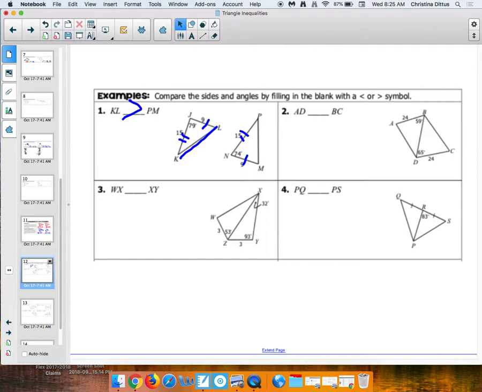And number 2, I have a side that's 24, 24. This side matches up to the same side. I have angles 65 and 59. Which one's bigger, 65 or 59? 65, so the side across from 65, BC, has to be bigger than AD. So AD is smaller than BC. Is this kind of making sense? Okay.